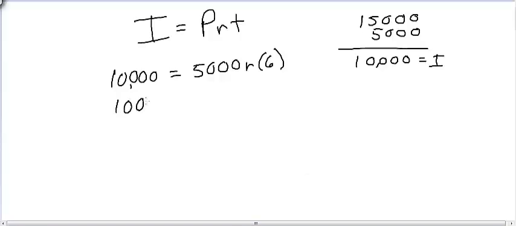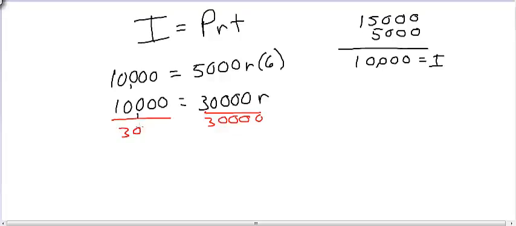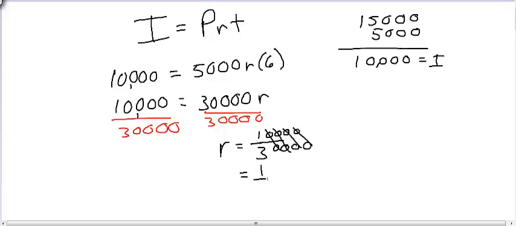I can simplify my right side and say 5,000 times 6 will give me 30,000. So now I have 30,000 times R. Solve for R. I'll divide each side by 30,000. So my R is equal to 10,000 over 30,000. And if I reduce, I'm left with 1/3.